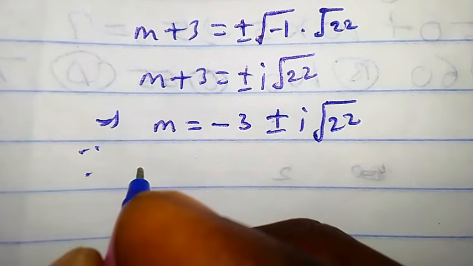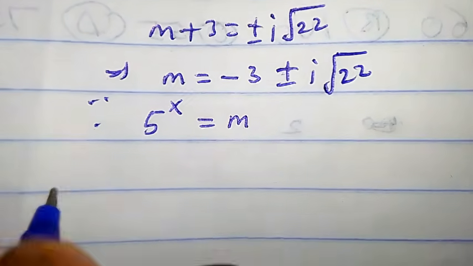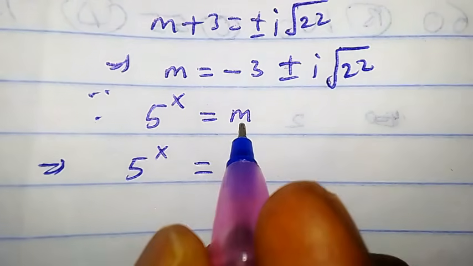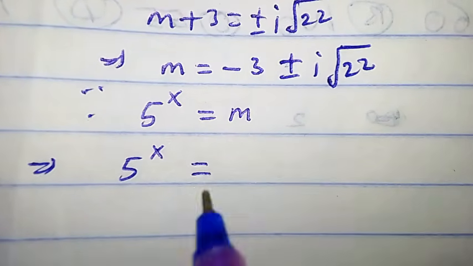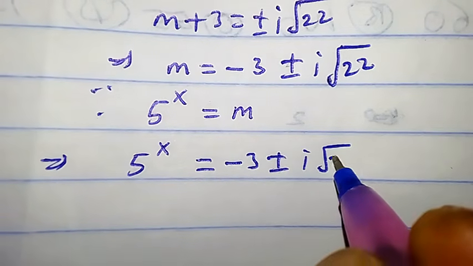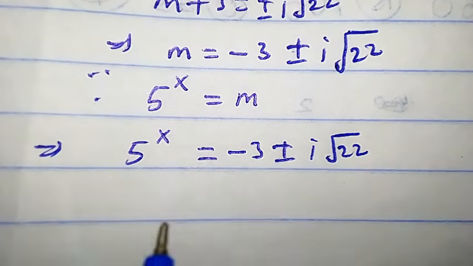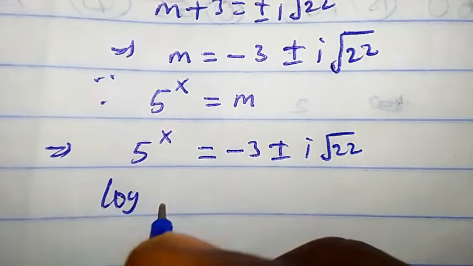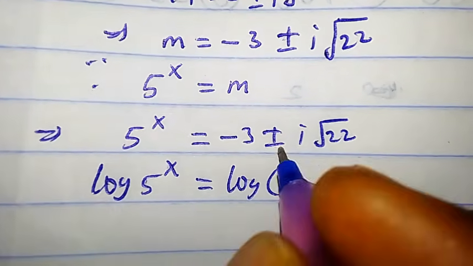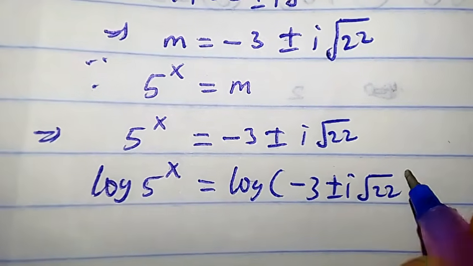Since we already know that 5 to the power of x is equal to m, this means that 5 to the power of x is equal to, what is m? This is m now, minus 3 plus or minus i times square root of 22. Let us take natural log of both sides. So that will be log 5 to the power of x equal to log of minus 3 plus or minus i times square root of 22.